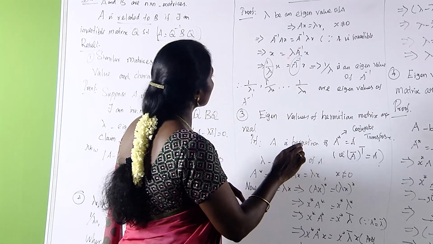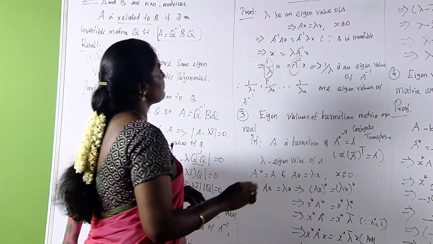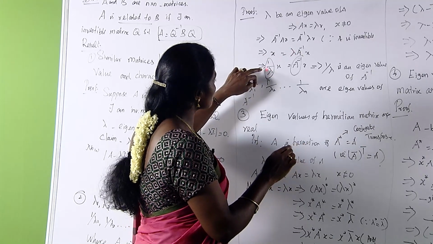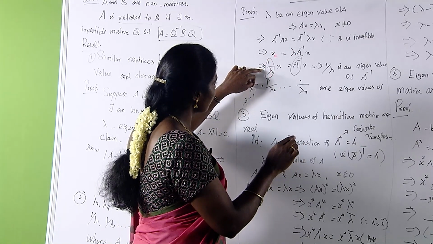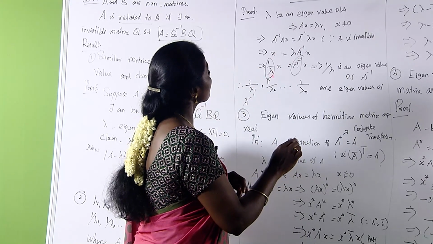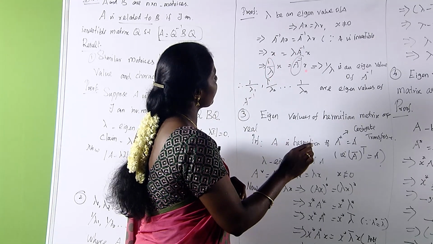Therefore, x equals lambda A inverse x. The value of this lambda comes here, which means 1 by lambda times x equals A inverse x. So, here 1 by lambda x equals A inverse x.